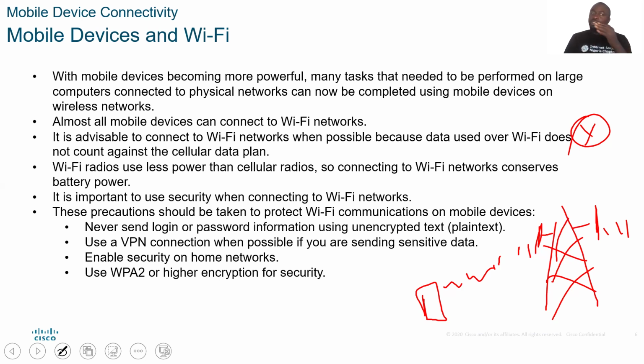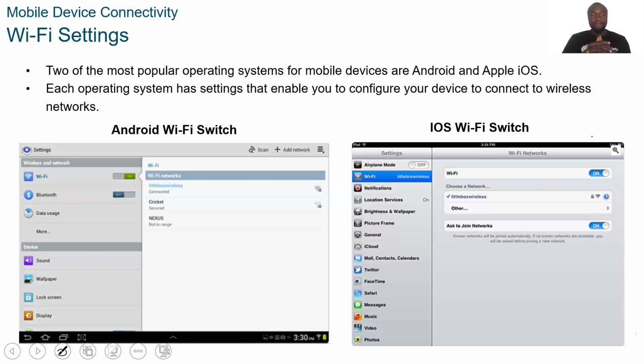Way into this course, remember, we are starting from absolute beginners, and then we will go into intermediary and possibly advanced level, okay? Enable security on the home network, and then use WPA2 or higher encryption for security. So when we come to configure the access point, you're going to see different encryption standards.